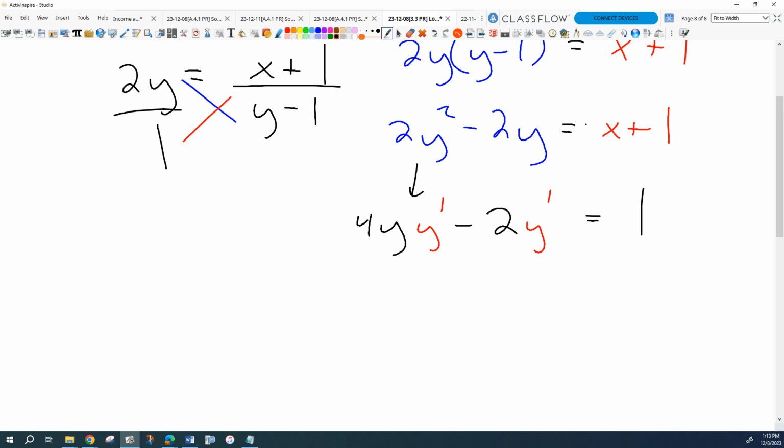I'll read you another one. Use implicit differentiation to find y prime, doing it with respect to x. 6x cubed plus 7y cubed equals 13xy. That one's no big deal, right? I don't have any quotients there. I'm just going to differentiate.